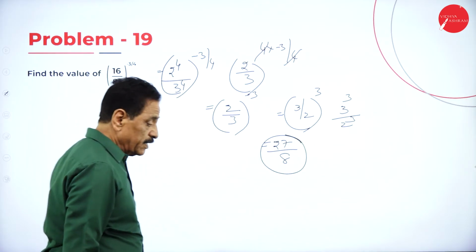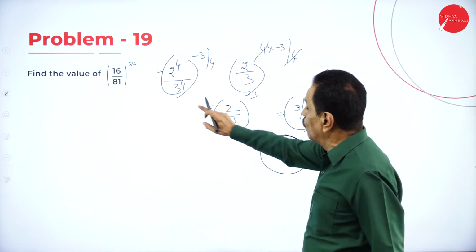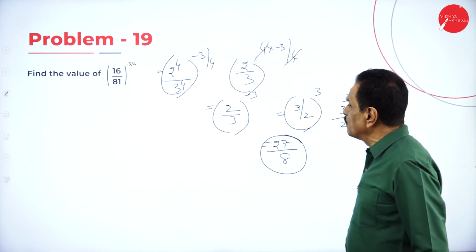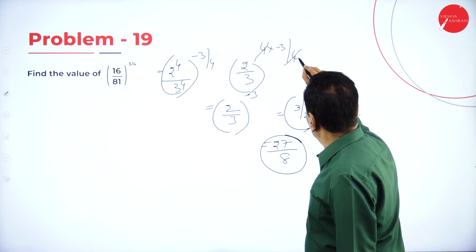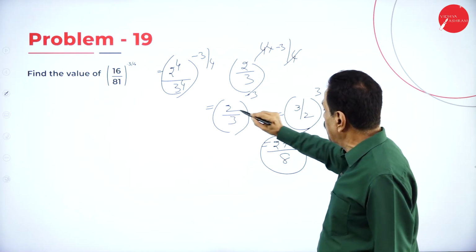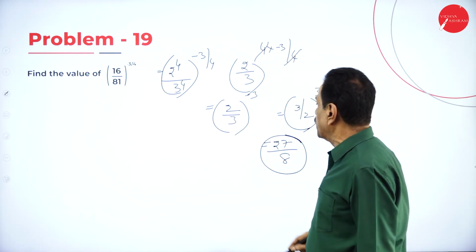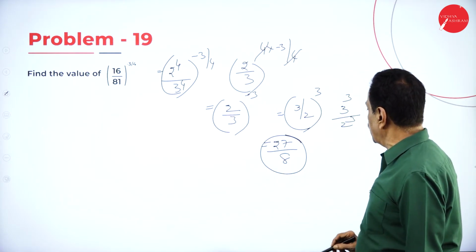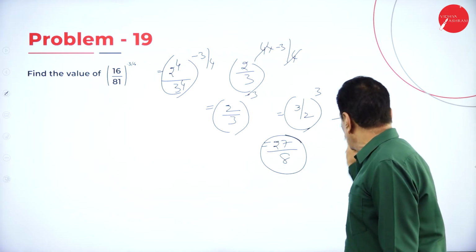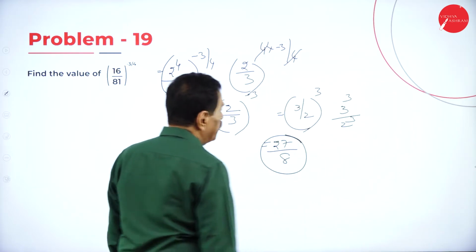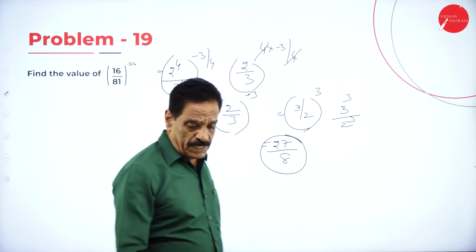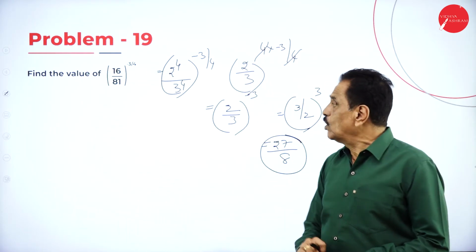See that what I did now? 2 to the power of 4, 3 to the power of 4, to the power of minus 3 by 4, or 2 by 3 to the power of 4 into minus 3 by 4. This is nothing but 2 by 3 to the power of minus 3. Inverse the data, 3 by 2 to the power of 3. 3 to the power of 3 is 27, 2 to the power of 3 is 8. We'll move on to the next problem.